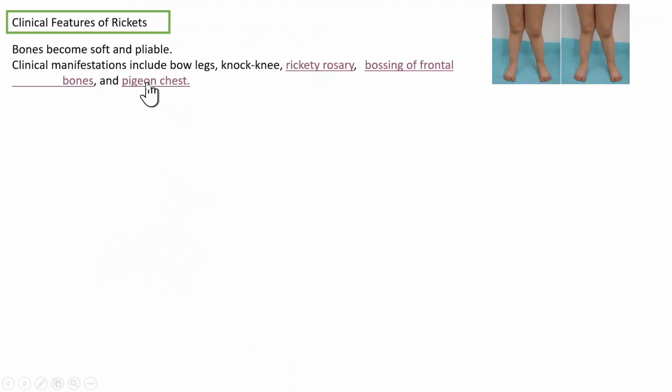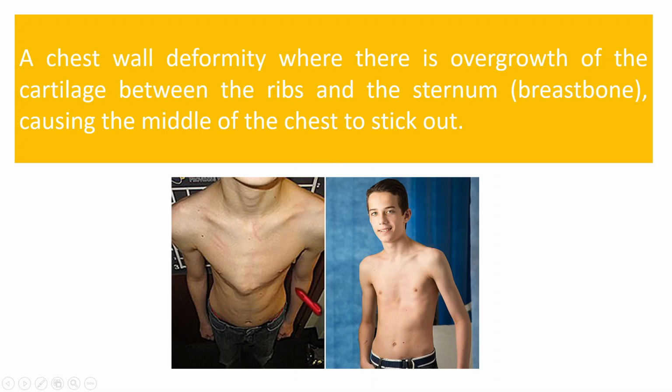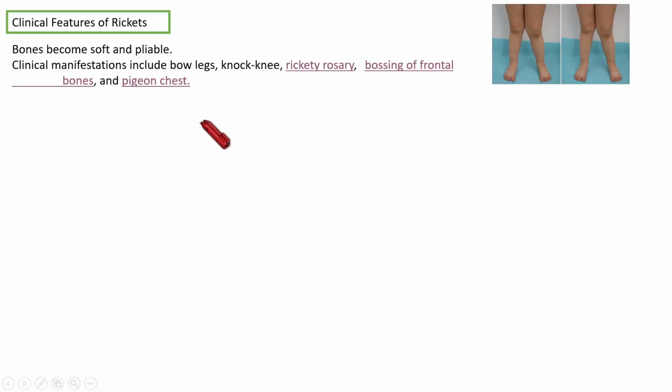And pigeon's chest. That condition is having a pigeon's head-like appearance of the chest cage because of the overgrowth of cartilage between the ribs and the sternum. The cartilage between the ribs and the sternum grows abnormally, and that gives a pigeon's head-like appearance. So that is the abnormality, and this is a photo of the same patient cured of that condition.